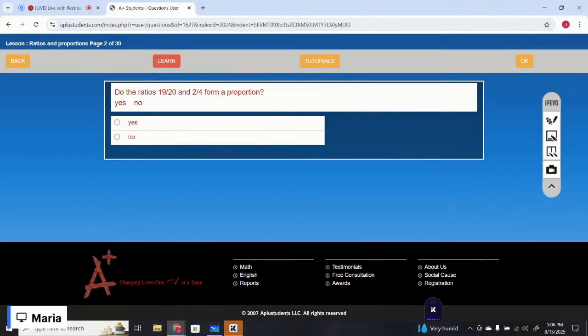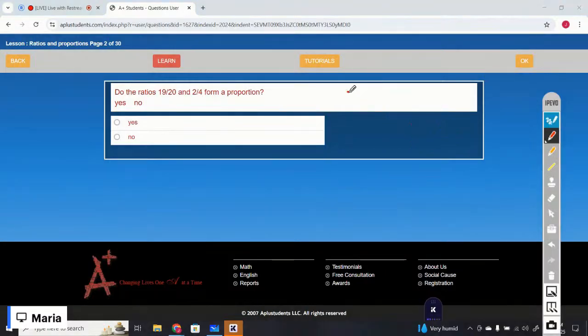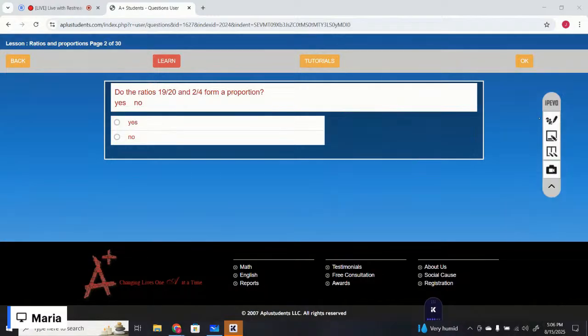Do the ratios 19 by 20 and 2 by 4 form a proportion? So let's make the denominators equal. That is 19 over 20 and 2 over 4. So 4 times 5 is 20, so 19 over 20 and 10 over 20. So again, they do not form a proportion. The correct option is no, they do not form a proportion.